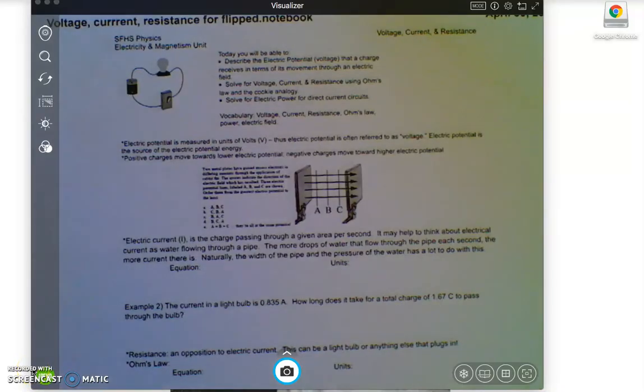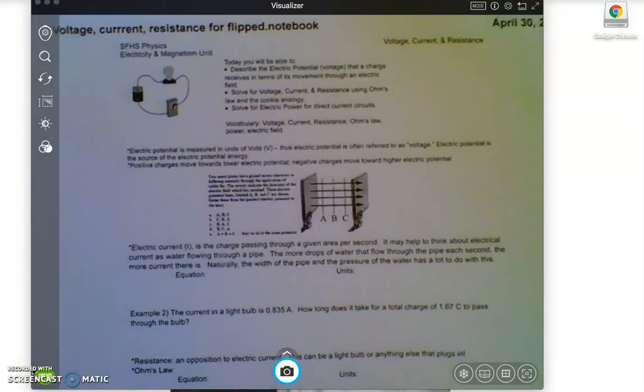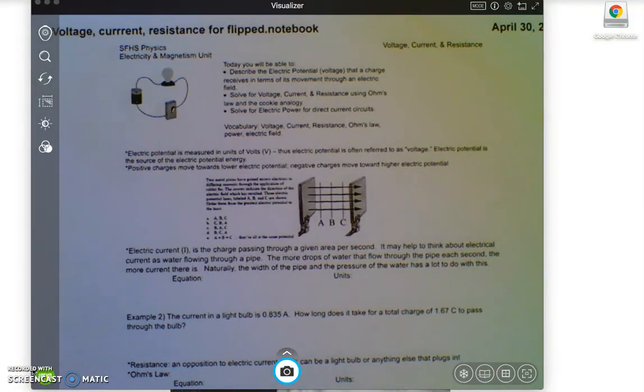Okay, guys, so this is the second lecture of the electricity unit. We are on the voltage, current, resistance lecture, so go ahead and make sure you have that out, either printed or up on Notability and watching the video on a separate device. All right, so here we go.